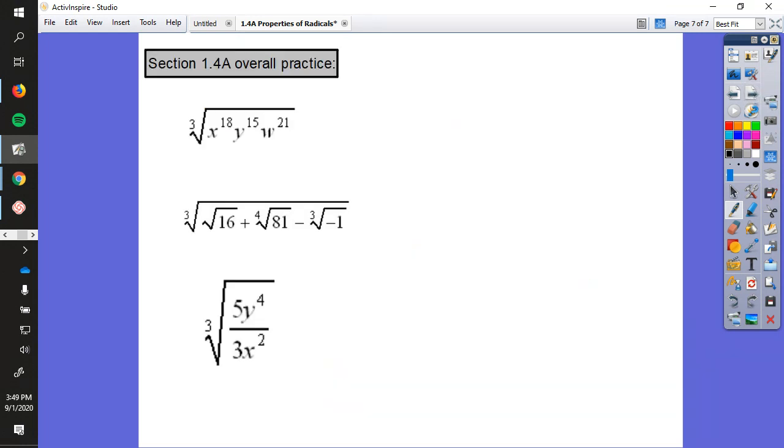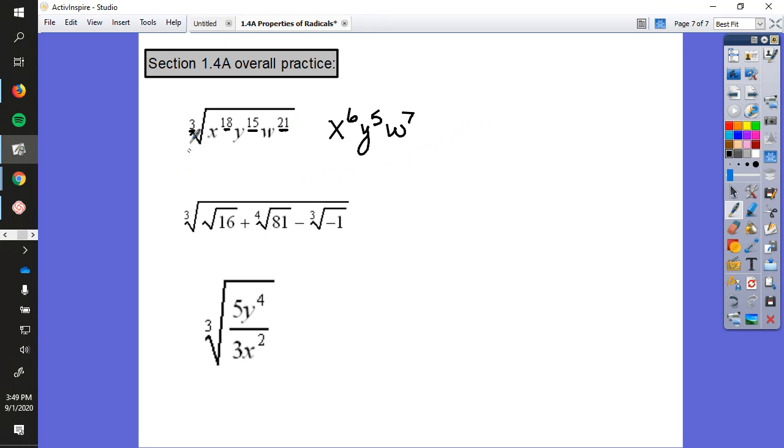Okay. Just looking at some overall review of what we've been doing and pulling some problems that you may see in college algebra. So here we have the cube root of x to the 18. What we want to do is see how many groups of 3 we can make out of 18. So 18 divided by 3 is 6 full groups with no remainders. 15 divided by 3 is 5 with no remainders, and 21 divided by 3 is 7 with no remainder. So we have nothing remaining still in the radical.